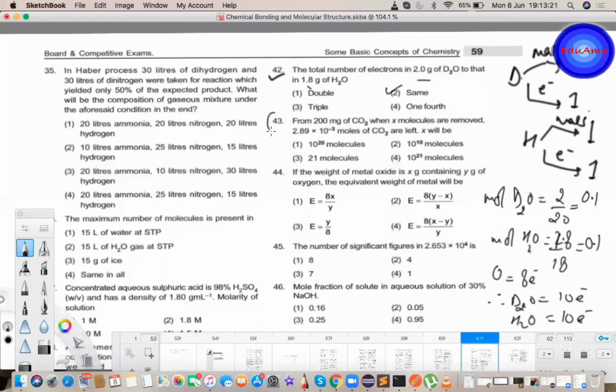Now this question number 43 is your homework. Try to solve this question. All right. I hope everybody has copied this question.